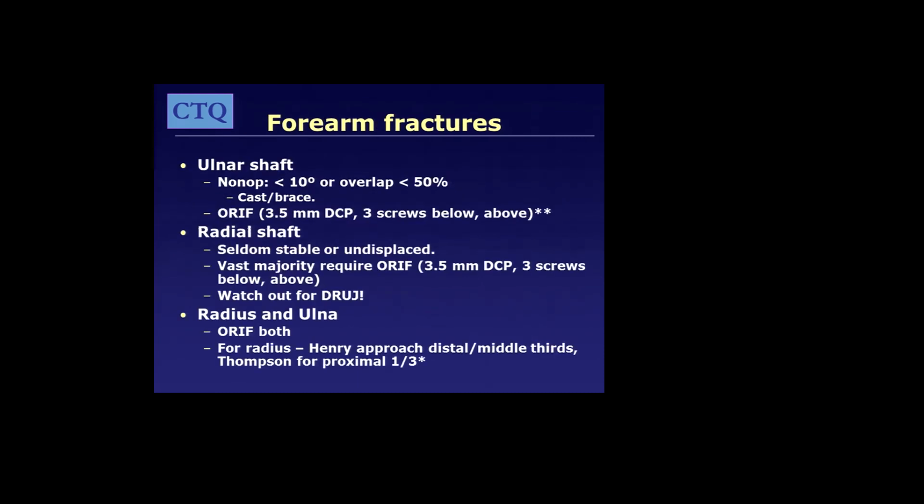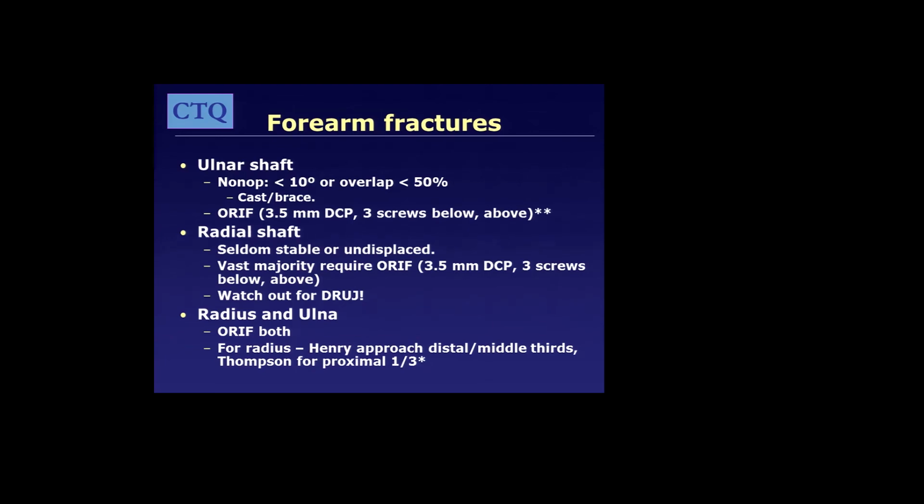For forearm fractures, many ulnar shaft fractures can be treated non-operatively. Radial shaft fractures are typically treated surgically. Surgical fixation of both includes use of a 3.5 plate and 3 screws above and below the fracture site. Remember to watch out for the DRUJ and assess it carefully intraoperatively or postoperatively to make sure that the DRUJ is reduced, stable, and congruent.